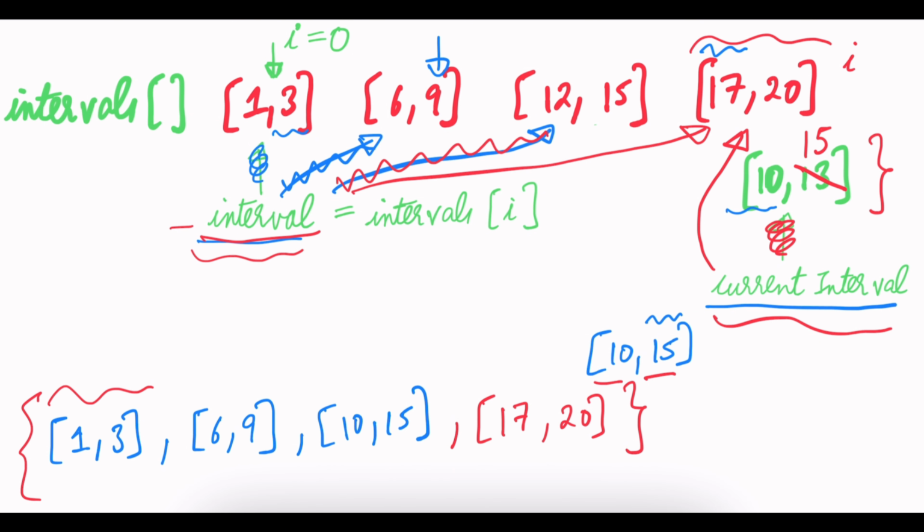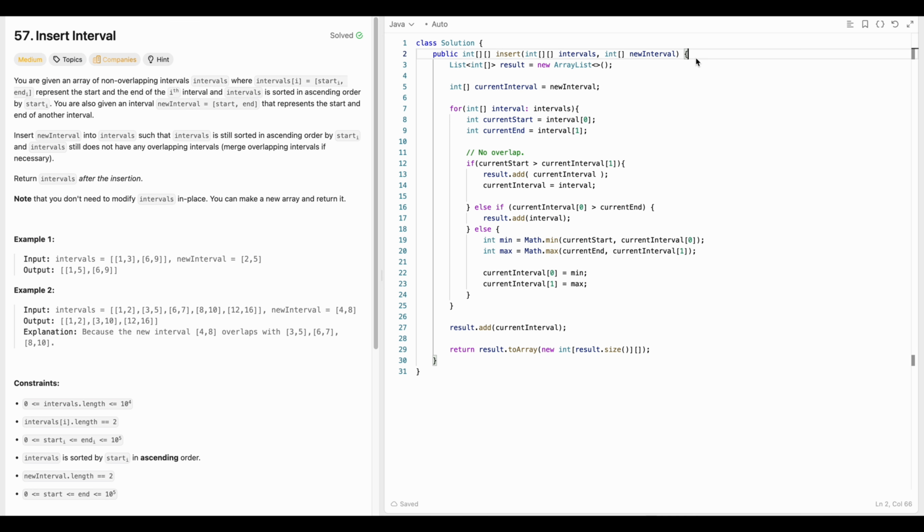Using this approach, our time complexity is going to be O of n and our space complexity is going to be O of 1. So now let's try to understand the coding implementation for this problem. This is what our code is going to look like.